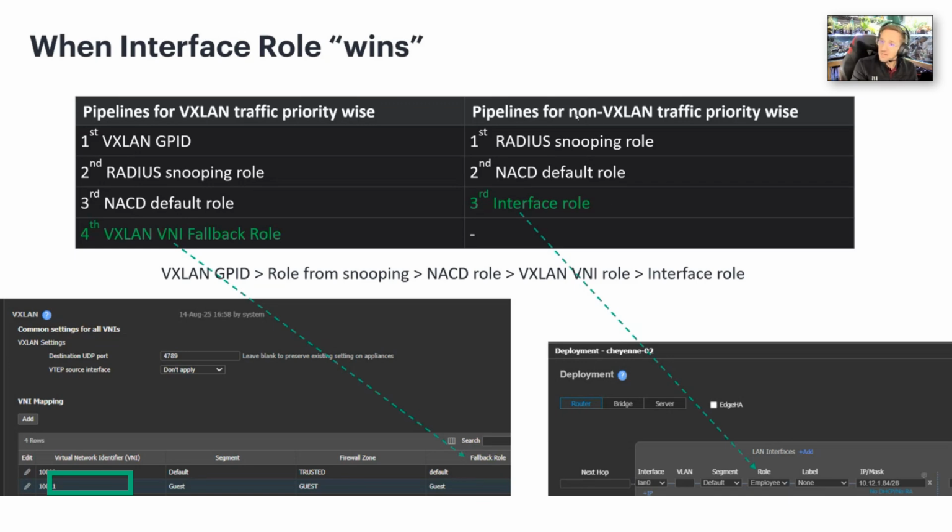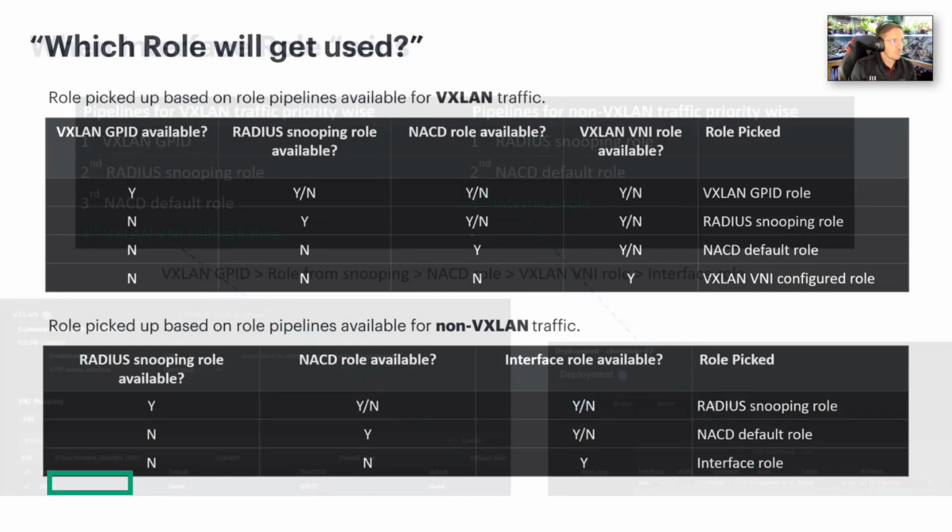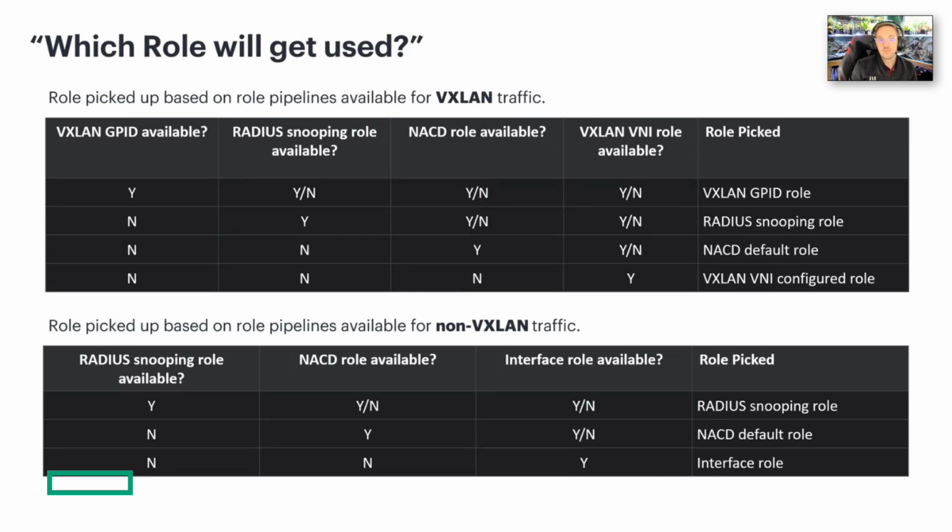But for non-VXLAN use cases, the way it will work is this. We will first use radius snooping. So if we snoop a radius message and we figure out that this IP is associated with this role, that will take priority. Next priority will be NAC default role, and then finally the interface role. So it really does fall back on this role at the very bottom of the logic stack. Here's an additional table that explains which role will get used in different situations.